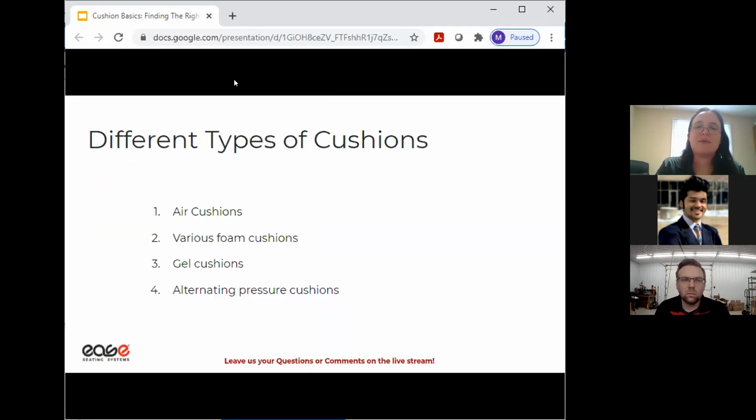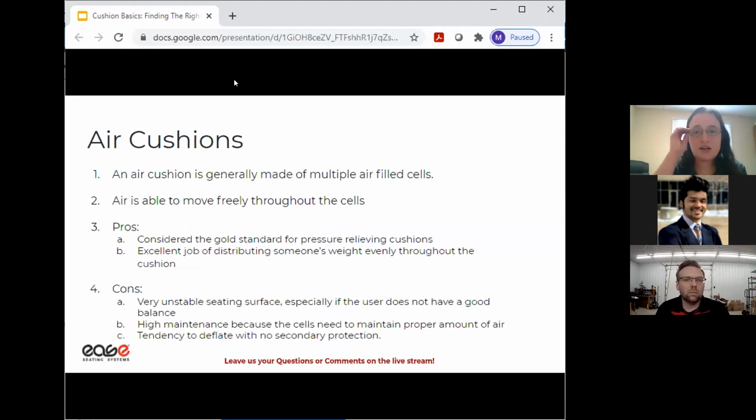So now we're going to talk about some different types of cushions. We have air cushions, foam cushions, gel cushions, and then alternating pressure cushions. An air cushion is a cushion that's generally made up of multiple air-filled cells that are all connected, so the air is able to move freely throughout these cells. Now, this kind of cushion is considered the gold standard for pressure relieving cushions. It does an excellent job of distributing the weight evenly throughout the cushion because the air can move to provide more or less support as needed.